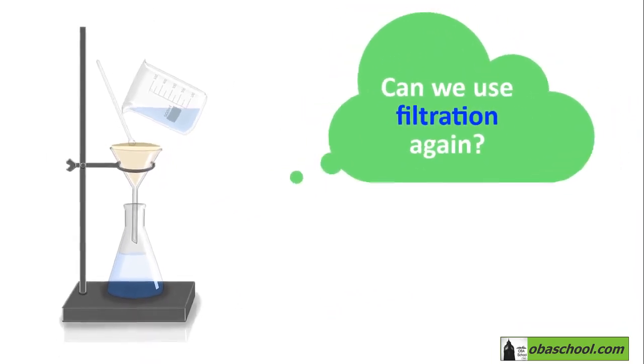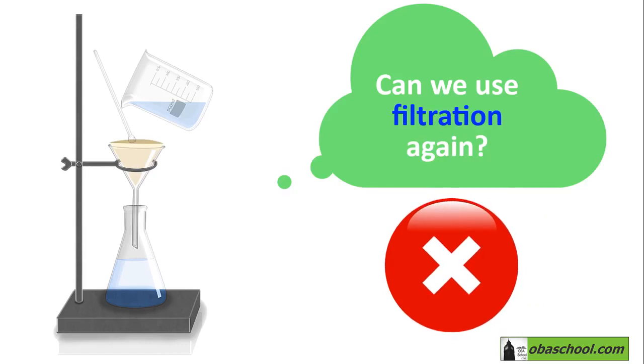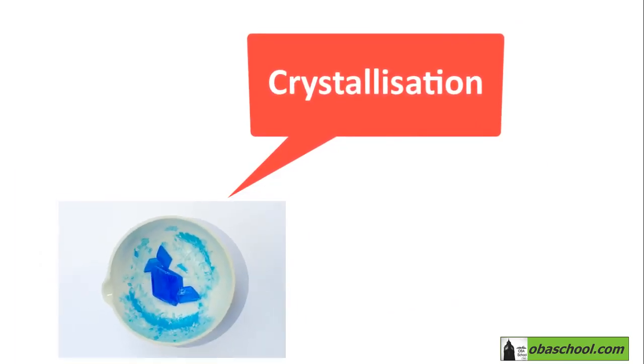Can we use filtration again? Of course not, because the sugar dissolved in the water will all pass together through the filter paper and be collected in the flask. What can we use instead? Well, crystallization is the solution here.